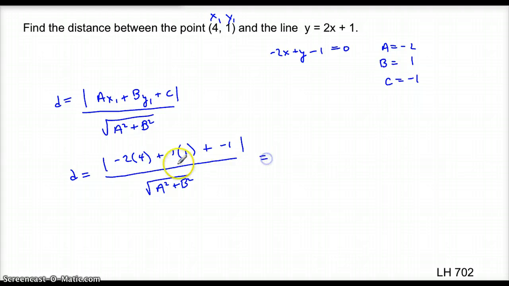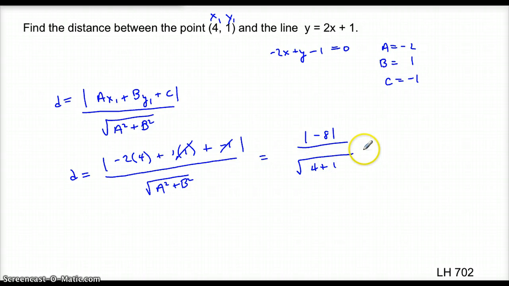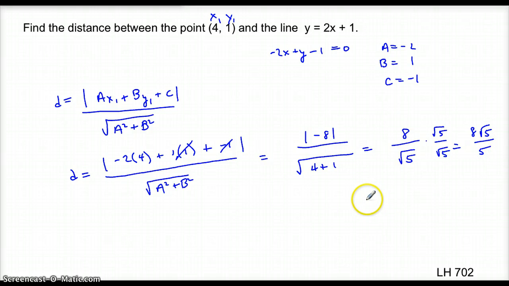Let's simplify this. I get the absolute value of negative 8 in the numerator, and in the denominator the square root of a squared, which is negative 2 squared or 4, plus b squared, which is 1. So this whole thing equals 8 divided by the square root of 5. If we want to rationalize that denominator, we can multiply by root 5 over root 5 to give us 8 root 5 divided by 5. Or if we want to evaluate it on the calculator, you're going to get approximately 3.58 units. We don't have the measurement here.